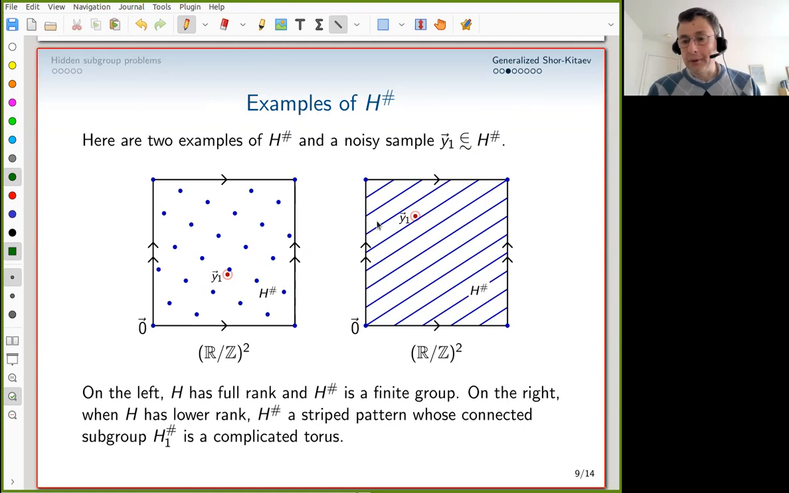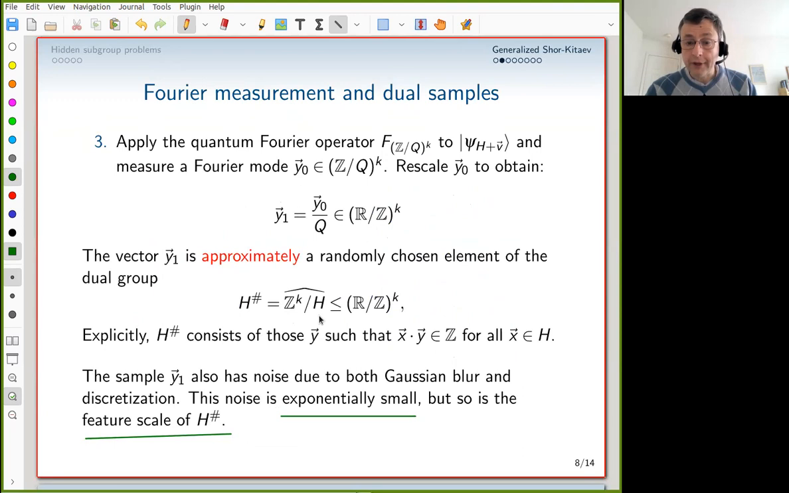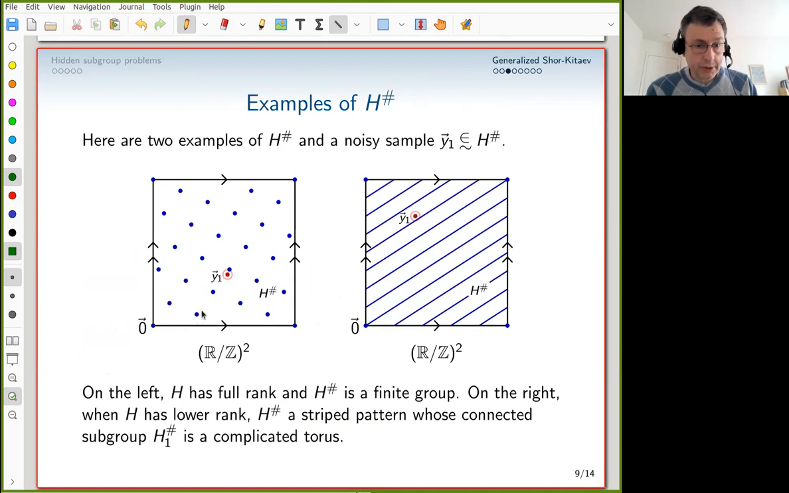So on the left, here's what happens when H has full rank. So I'll go back to the definition. If H has full rank, then this quotient that you're taking the Pontryagin dual of is a finite group. So H sharp is a finite group whose cardinality is the index of H. And I've drawn a picture of that. I think this was 26 dots. So H is some subgroup of Z squared with index 26 in this picture, which then means that H sharp is a group with 26 elements. So there is my approximate sample of some element.